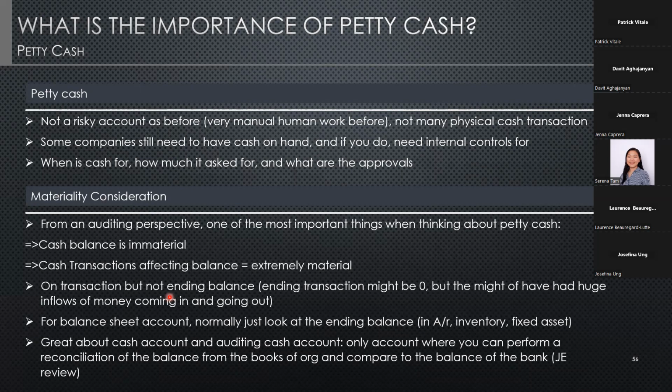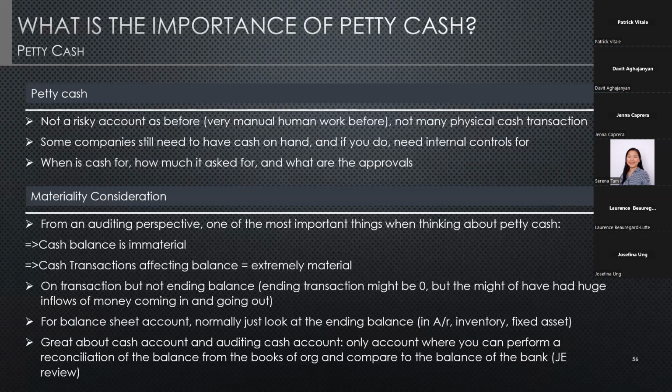the cash balance is immaterial. You want to be looking at all the transactions, right? Because at the end you could have a balance at the beginning of the year of $2, at the end $2, but there could be billions of dollars going in and out. So not just the balance, like we did before, but we have to look at the transactions, which is the most important for cash. On transactions, not ending balance. For balance sheet accounts, normally we look at the ending balance.